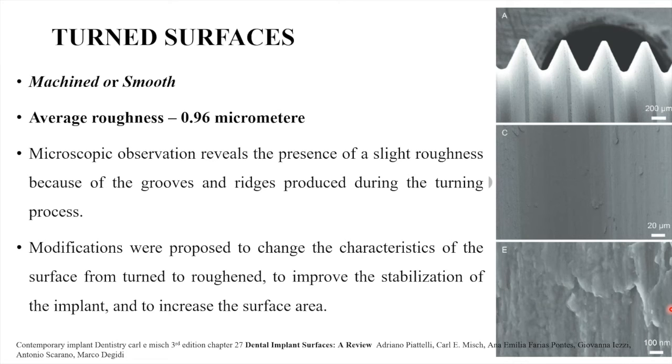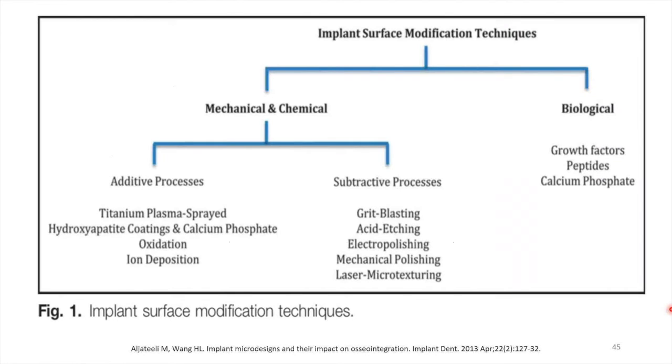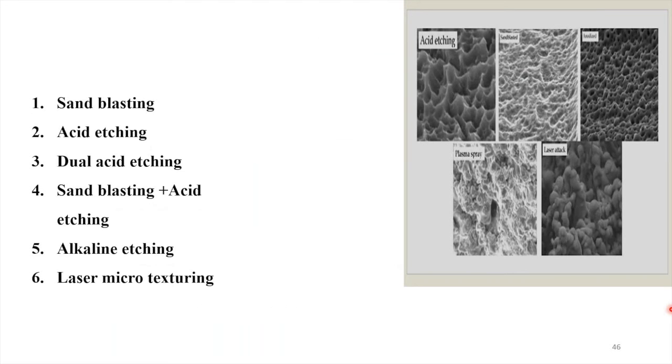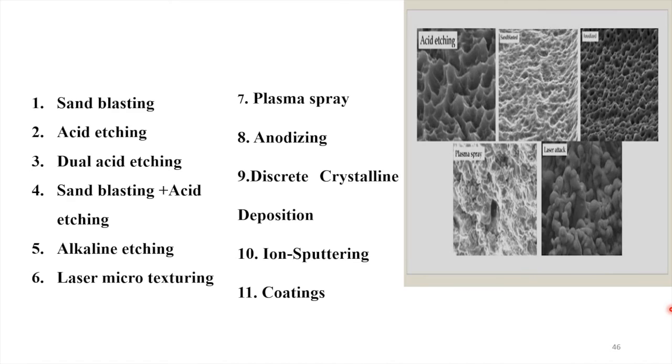A firm bone fixation is achieved when the surface roughness ranges from 1 to 1.5 micrometer. Therefore, modifications were proposed to change the characteristics of the surface from turned to roughened, to improve the stabilization of the implants and to increase the surface area. So various methods were followed, like chemical and mechanical, which can further be classified into additive processes and subtractive processes. The additive processes and the subtractive processes are listed as follows.